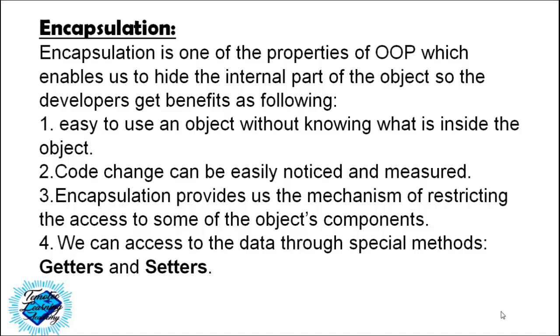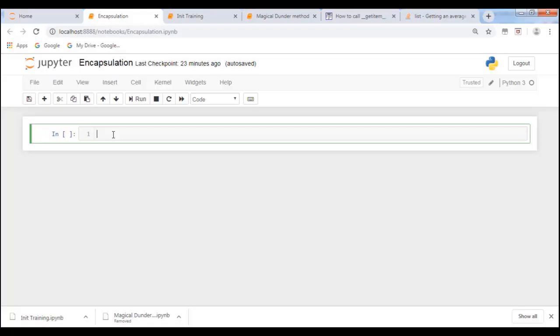Encapsulation provides us the mechanism of restricting access to some of the object's components. We can access data through special methods: getter and setter. We will open our Jupyter notebook. Let's open Jupyter notebook and code as follows.